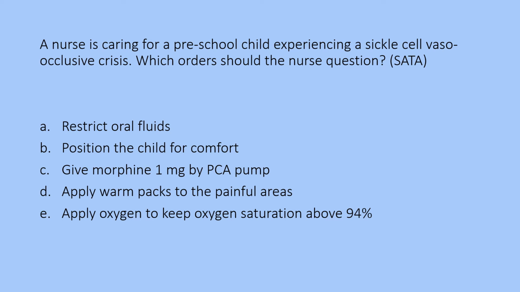For this question, students had to have knowledge of pathophysiology, growth and development, and treatments to decrease pain for a child with a vaso-occlusive crisis. This was more knowledge and application. It required some critical thinking and decision making. Of course, in the notes section, I provided the rationale for both the correct and the incorrect responses. In case you're wondering, the correct responses are B, D, and E, and the incorrect are A and C.